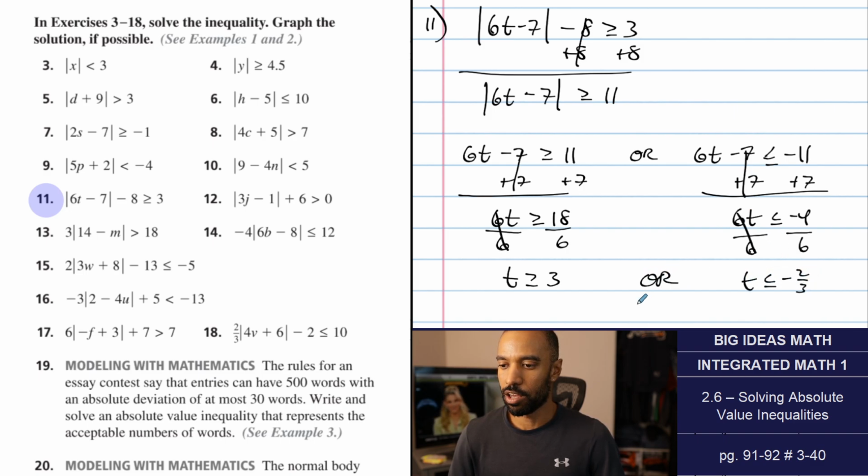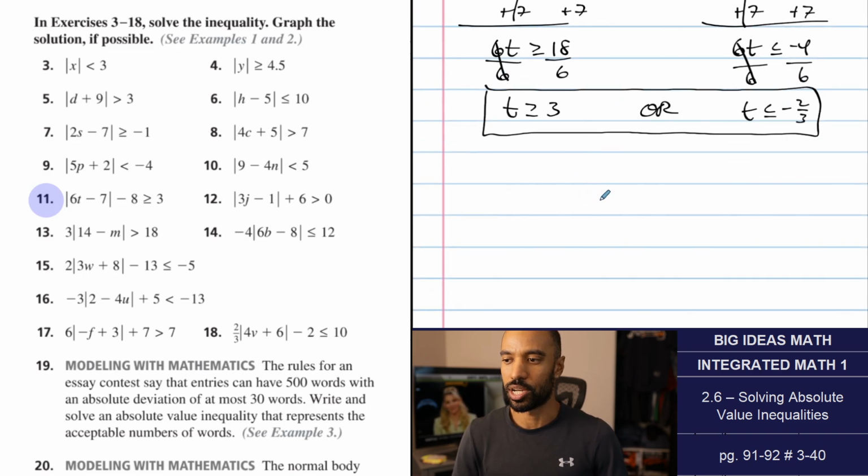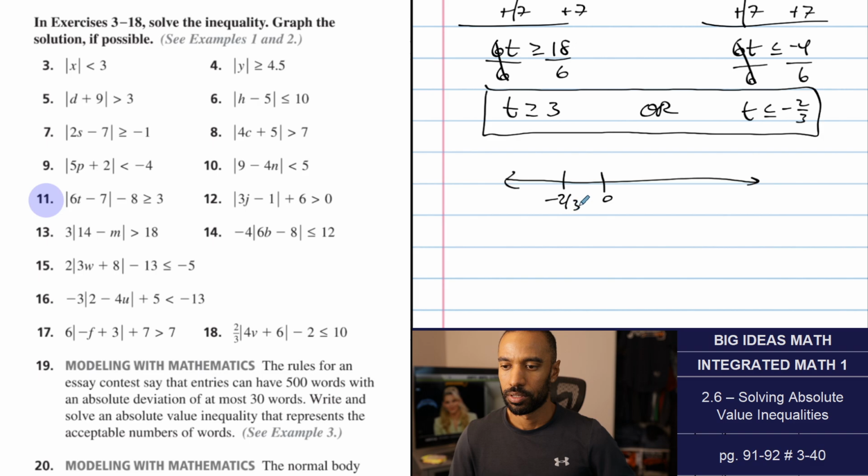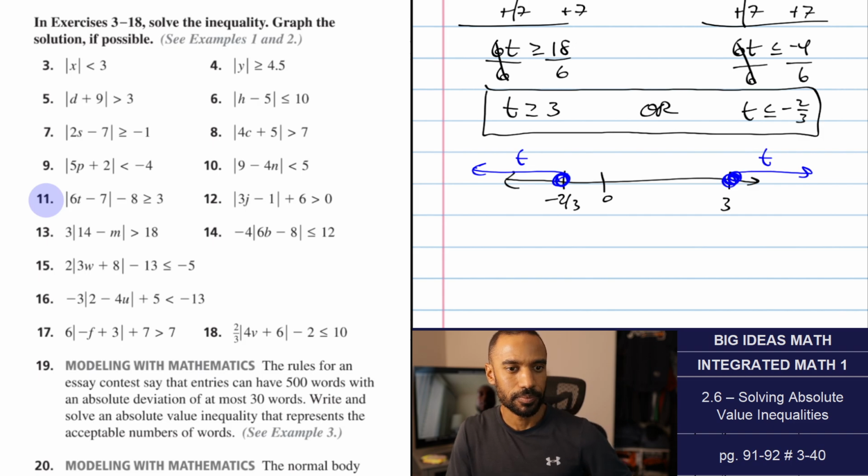So our split of "or" is outside of 3 in one direction, outside of 2/3 in the other direction. It includes both, closed circles and all. So we got our 0, negative 2/3, and 3 hanging out over here. 0 doesn't work. You can double check it. I'll be good. I'm leaving it.